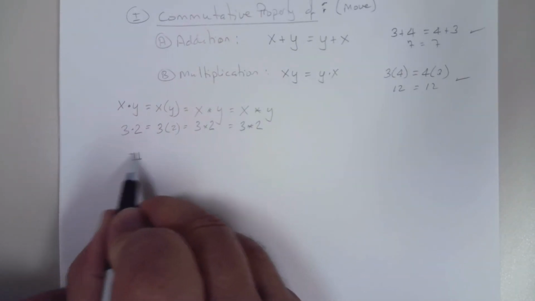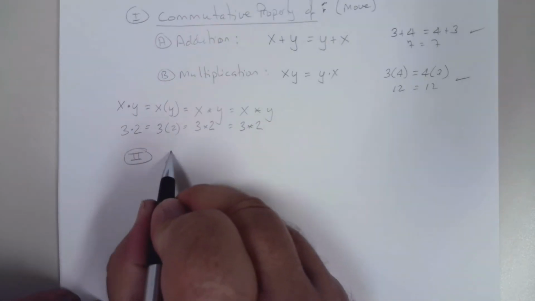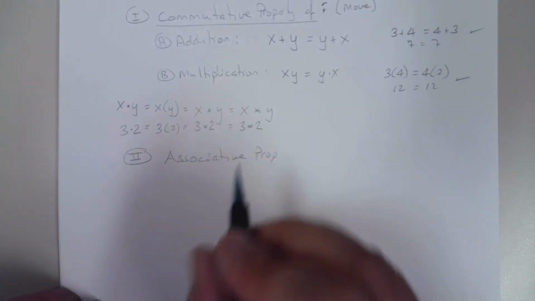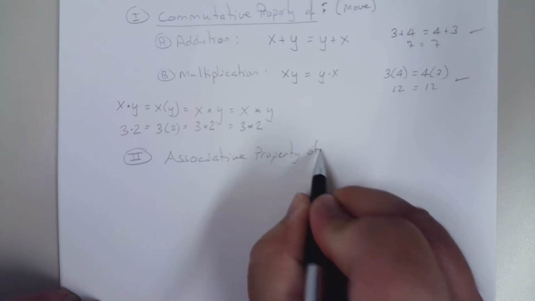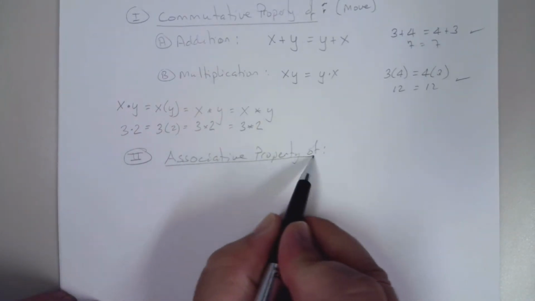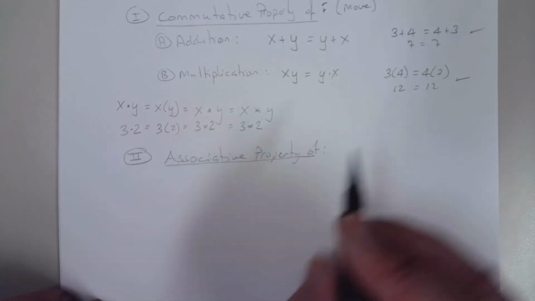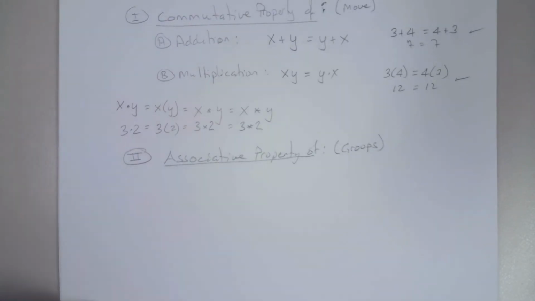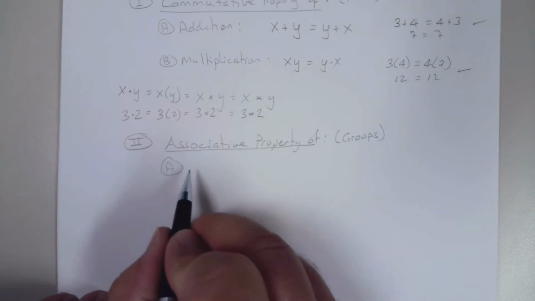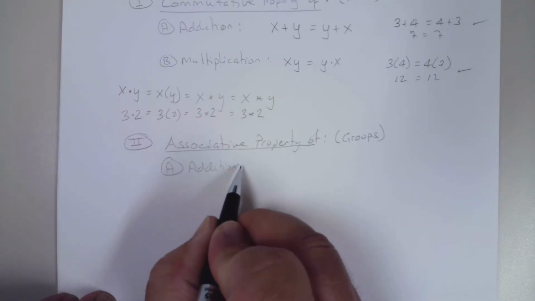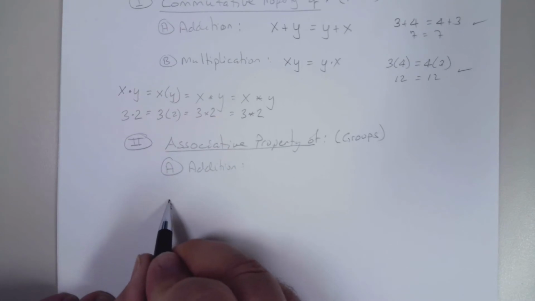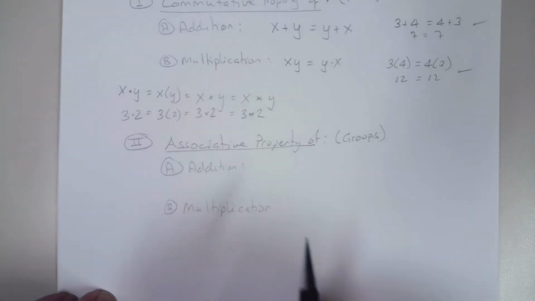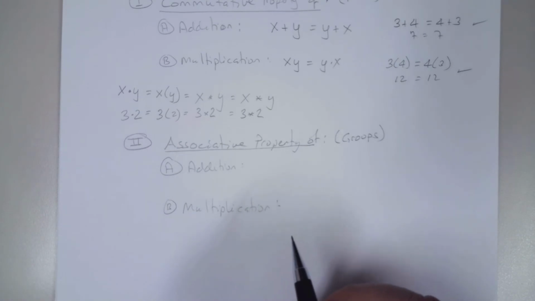All right. The second property. It's called the associative property of. Now, when we associate, what we do is we form groups. So it's associative property of addition, and associative property of multiplication.